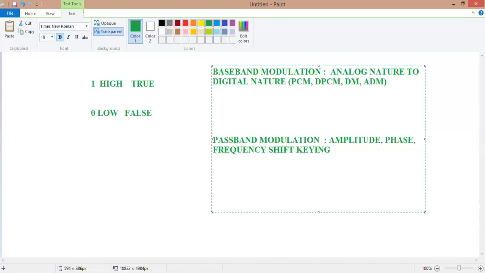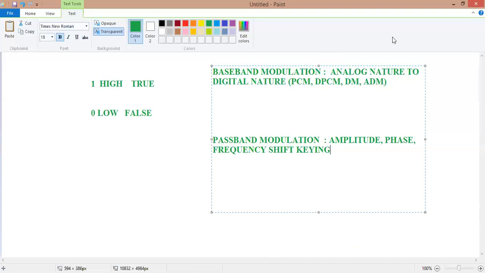Shifting means not actually that it is shifted from one frequency region to another frequency region. No, not like that. I'm talking about shifting from one high frequency to a low frequency level. Amplitude means one high level of amplitude to zero level.